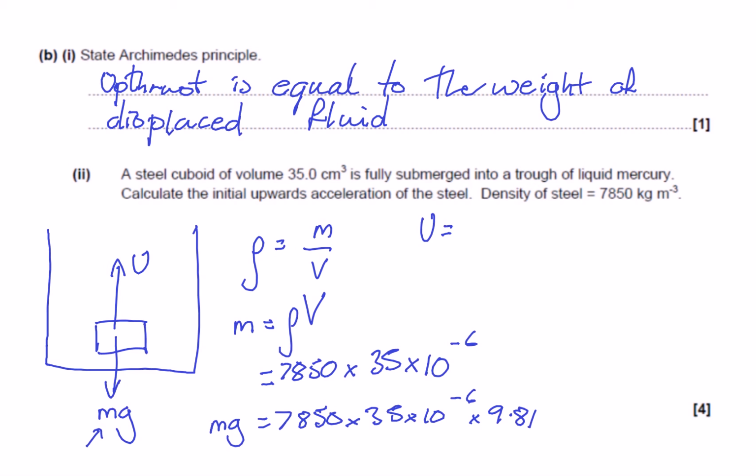Now the upthrust is equal to the weight of the fluid displaced, so the upthrust is going to equal the weight of the mercury that's been displaced, and so that's going to be 35 times 10 to the minus 6, the volume, multiplied by the density, which was given as 1.35 times 10 to the 4. And then if we multiply that by g, we get our upthrust.